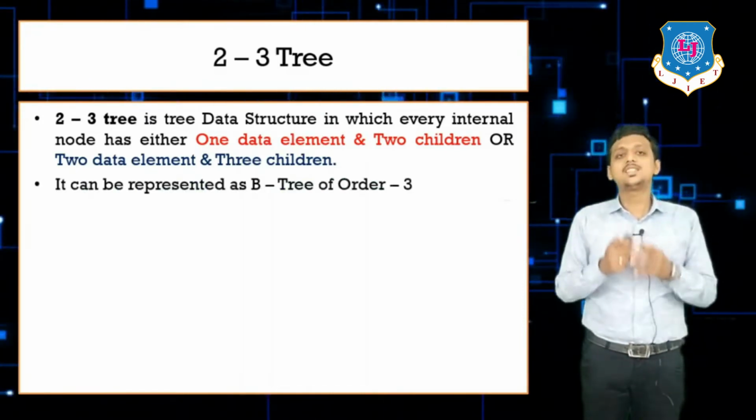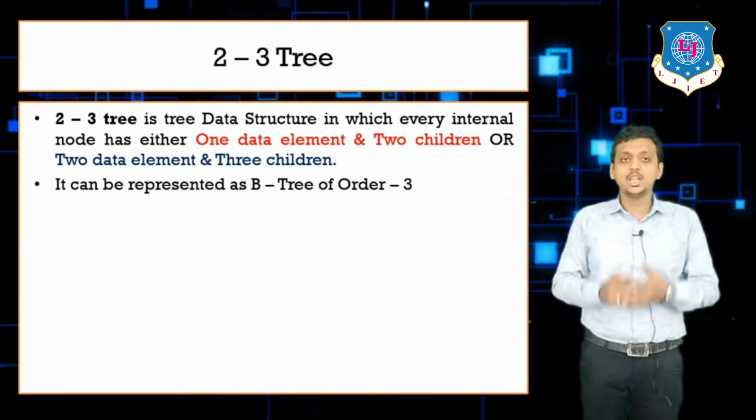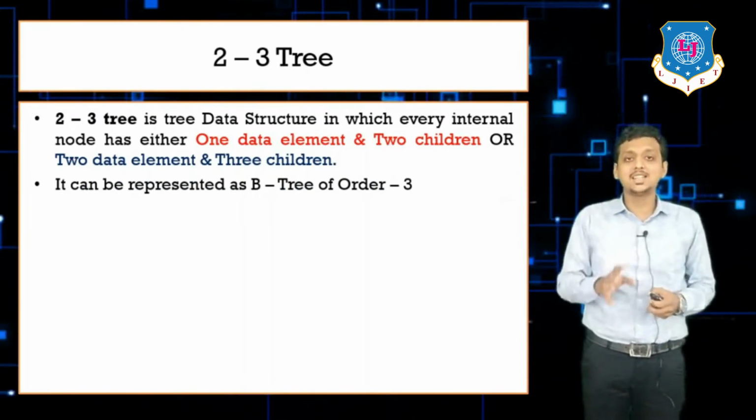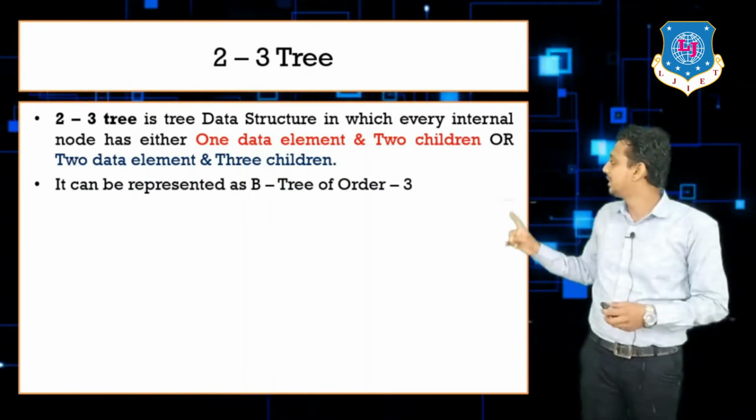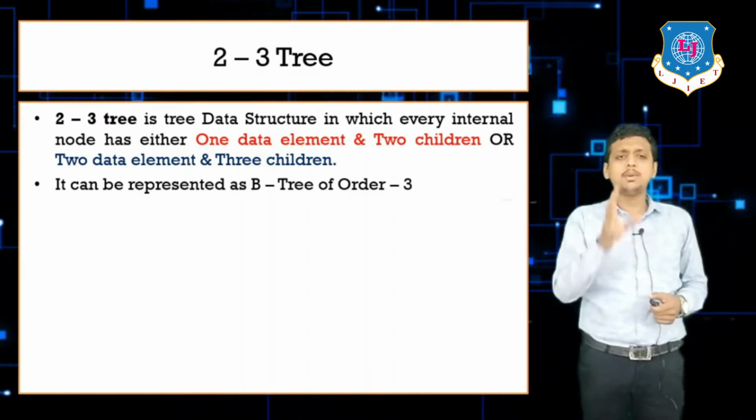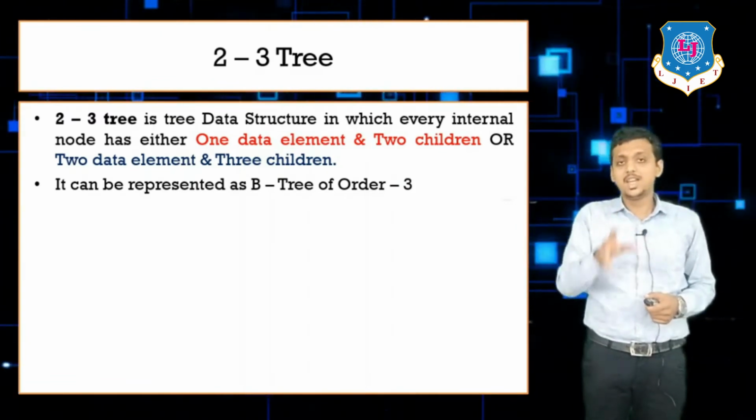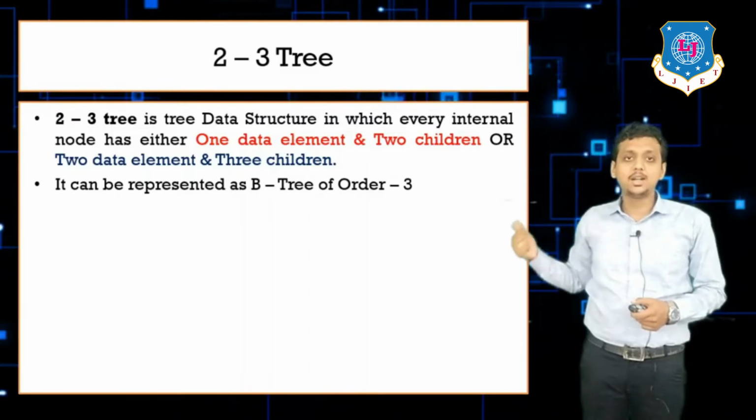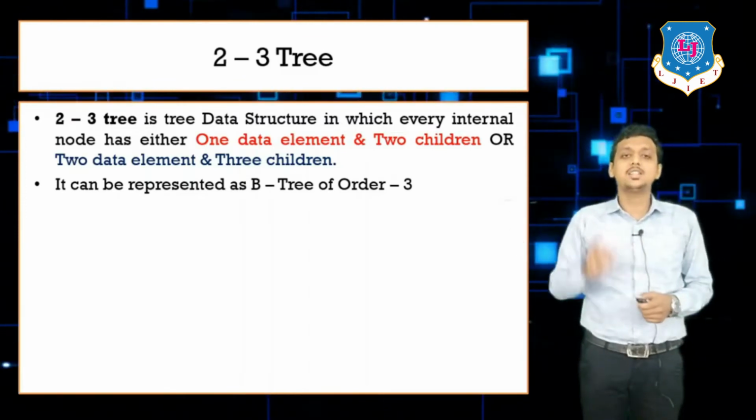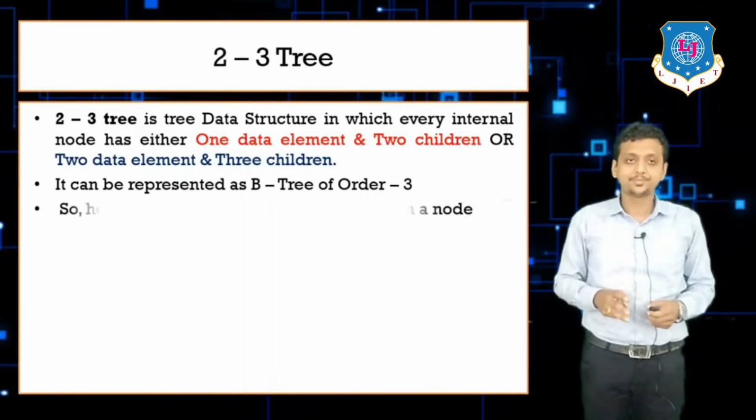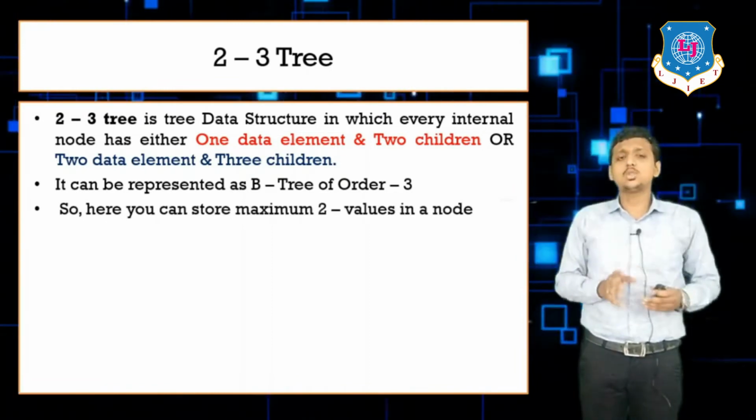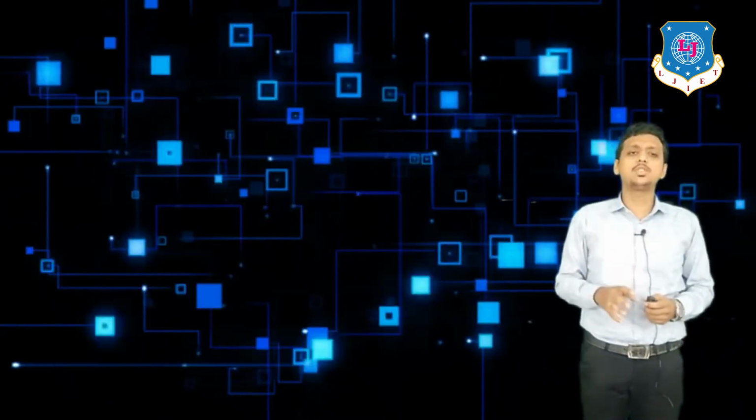So it is the same as a multi-way search tree. It can be represented as a B tree of order 3. Students, if you remember B tree insertion and deletion, then this is the same, but it can be represented as a B tree of order 3. Here you can store a maximum of 2 values in a node.